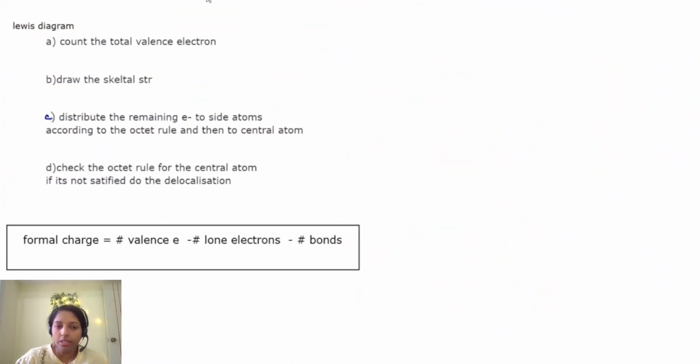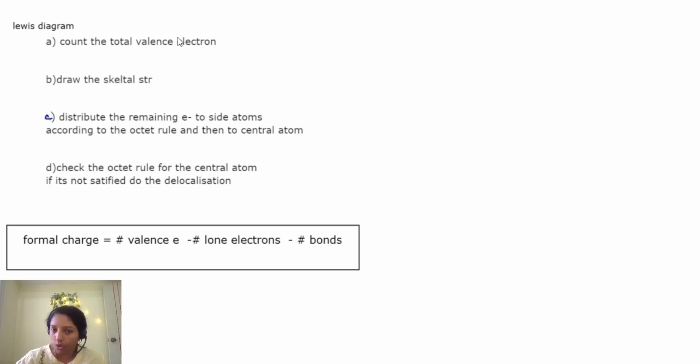Okay. Then in this chapter, we need to know how to draw the Lewis diagram, because everything after this one, like if you want to get the IMF or polarity or the shape, everything, we need the Lewis diagram, right? So how to draw the Lewis diagram.